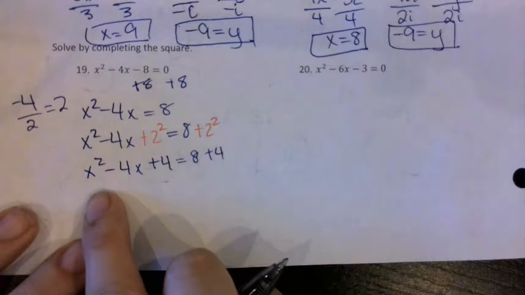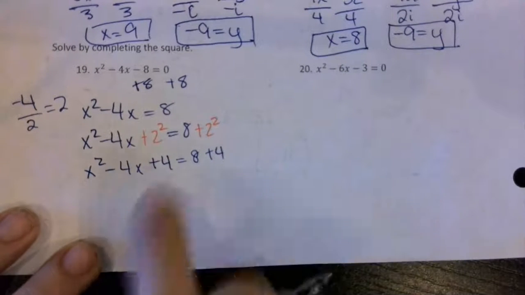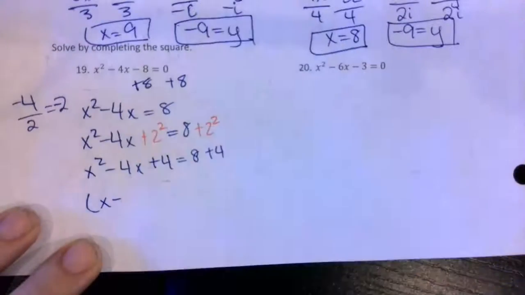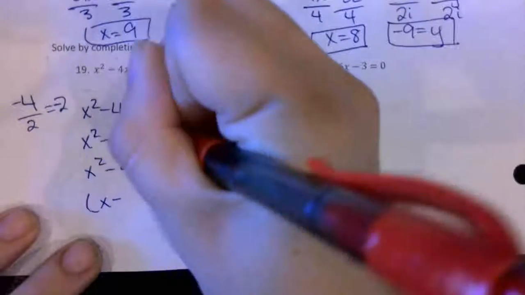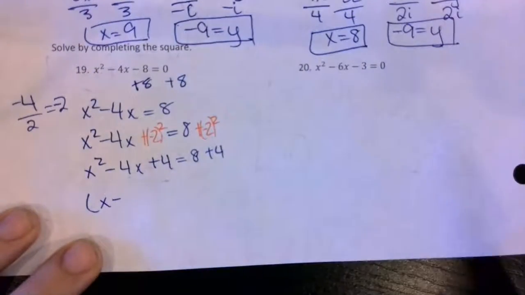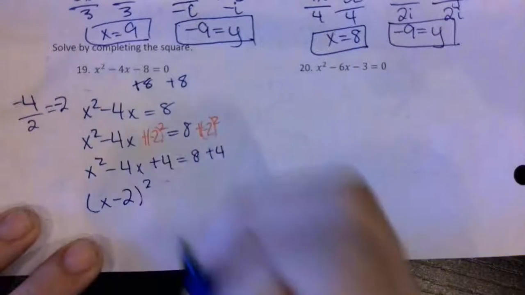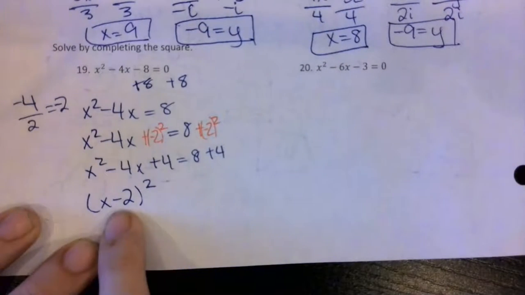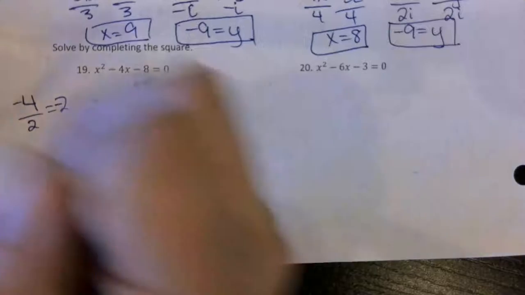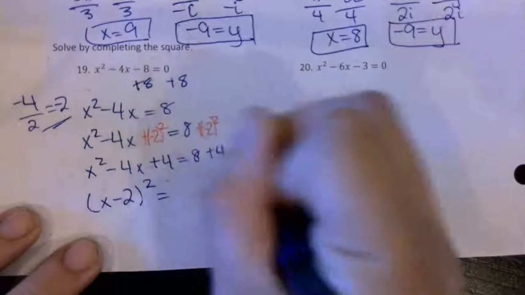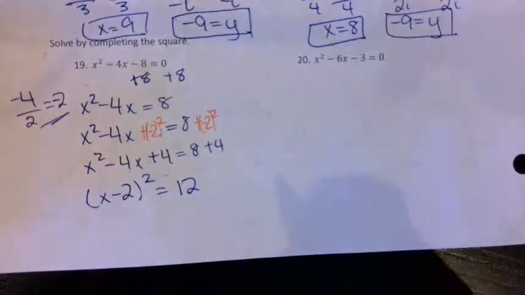On the left side, I want to factor, so what multiplies to positive 4 and adds to negative 4? It should have been a negative 2 earlier. I'm sorry, I'm sick and not thinking straight. Okay, so then I have x minus 2 squared. And the reason it's squared is because negative 2 times negative 2 is positive 4. Negative 2 plus negative 2 is negative 4. And additionally, notice this is my number that I got from finding the half earlier. 8 plus 4 is 12.